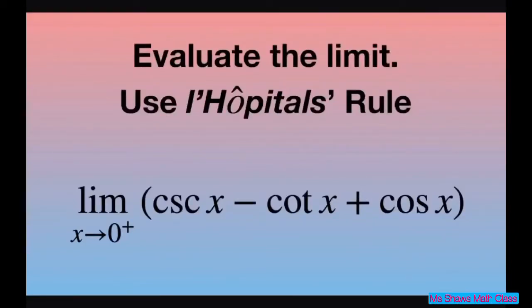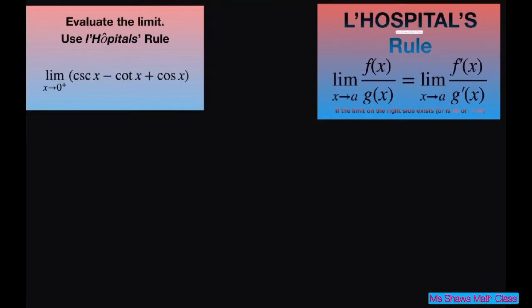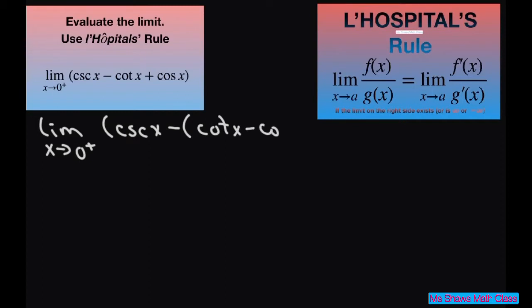Everyone, we're going to evaluate the limit using L'Hopital's rule. We have the limit as x approaches 0 from the right of cosecant x minus cotangent x plus cosine x. If I rewrite this, let's see what form we have: cosecant of x minus, in parentheses, cotangent of x minus cosine of x. That tells me I have the form infinity minus infinity.